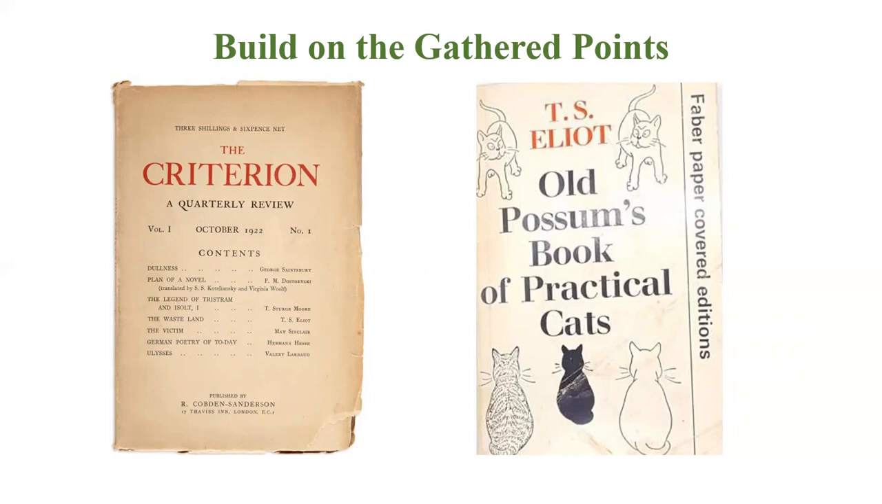Sometimes they may simply ask, whose collection is Old Possum's Book of Practical Cats? If you're aware, then it's T.S. Eliot. Or they may ask which poet used the pseudonym Old Possum. That's again T.S. Eliot. So now we are building on that, building on the Criterion, building on Faber and Faber. So we have Wasteland, we also have Old Possum's Book of Practical Cats.